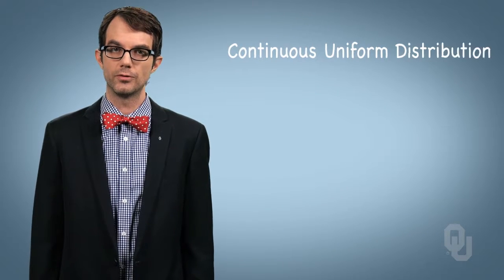In our discussion of continuous random variables, we focus on two popular distributions, the normal distribution and the exponential distribution. But there are many others, and we'll briefly touch on a few of them. The first is a continuous uniform distribution.